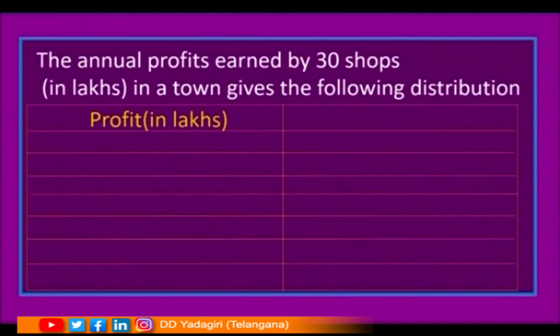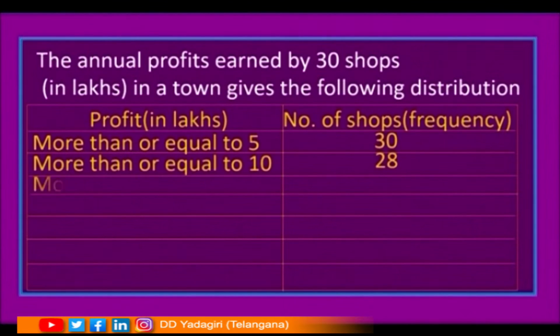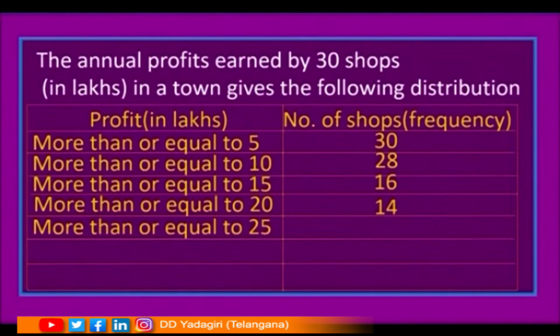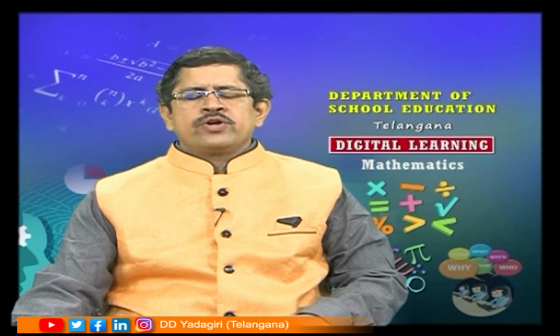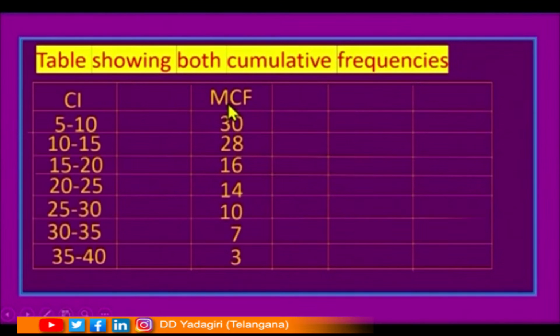So the profit in lakhs and number of shops. We got more than or equal to 5, more than or equal to 10, more than or equal to 15, more than or equal to 20, and so on, and the values given here as 30, 29, 60, 14, 10, 7, 3. Whenever you get more than here, it means that this is not simple frequency, it is more than cumulative frequency. The table shows the cumulative frequency. First we are going to take the more than cumulative frequency given to us, 30, 28, 16, 14, 10, 7, 3, and you take the class intervals.